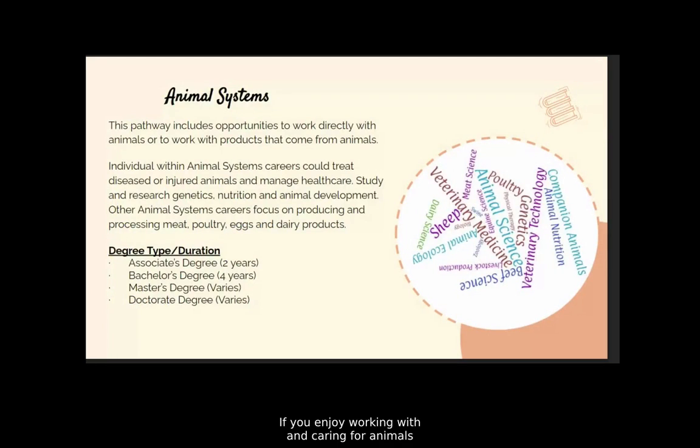If you enjoy working with and caring for animals of all sizes, you may find a match with an animal systems career. Scientists and technicians in animal systems careers treat diseased or injured livestock, companion and exotic animals, and work to keep them healthy. They also study and research genetics, nutrition, and the development of the animals they work with. Other animal systems careers develop more efficient ways of producing and processing meat, poultry, eggs, and dairy products.